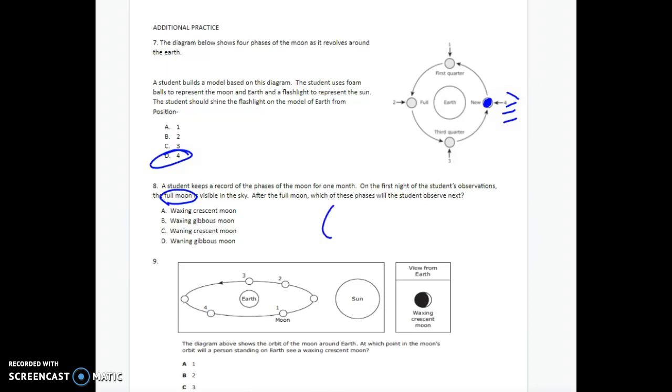If we draw our little diagram, here is our Earth. That's going to be our new moon right there. After the new moon, of course, we have the quarter moon, and then we have our full. That's our full moon right now. What follows the full moon?